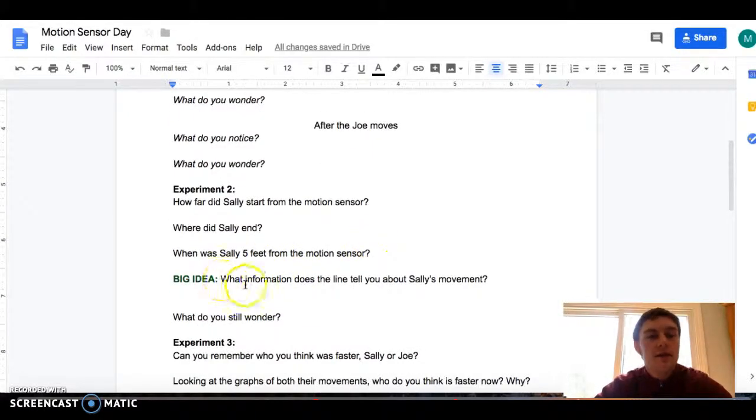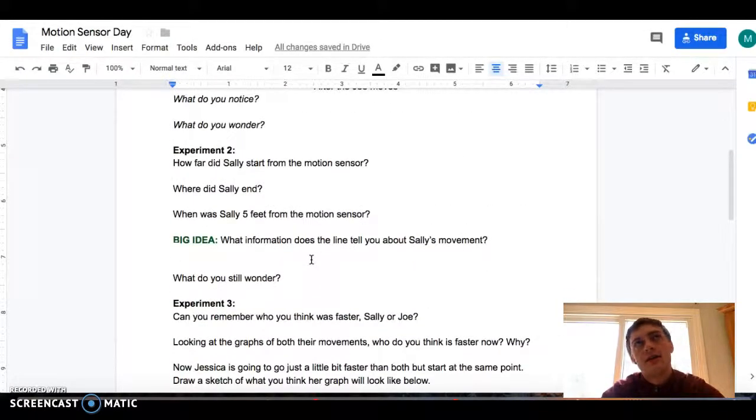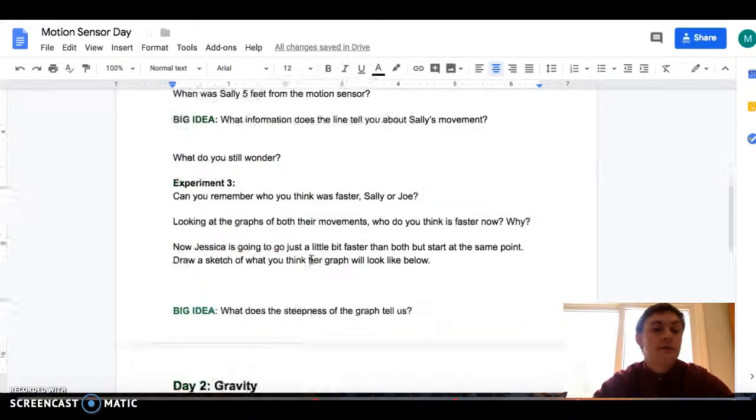So there's the big idea there. Students will actually be calculating data here for Sally's movement. Where does she start? Look at the graph. When was Sally 5 feet from the motion sensor? See if you can read a graph and really ingrain that understanding. That's going to be day 1. We really just want to get at the motion sensor, what it looks like, stuff like that. I'm going to let various students try it out, but I'm going to tell kids to, without using the vocabulary we're going to use on day 2, move at the same pace, a constant velocity.